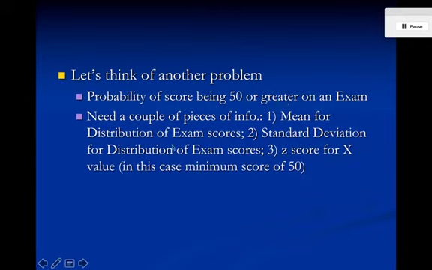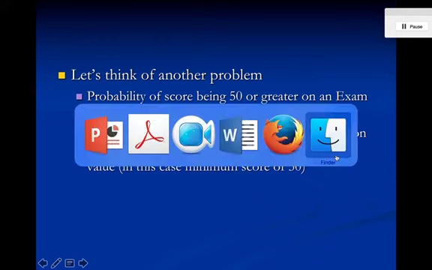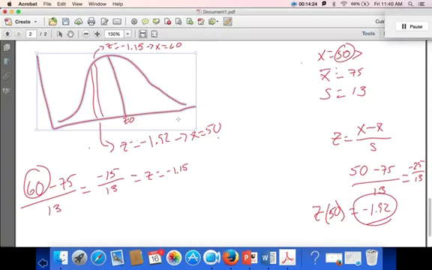So again, I needed to know the mean. I already know that, which is a 75. I know my standard deviation, which was a 13. I've converted my minimum score into a z-score. I've converted another score in our particular case here just to show you that a larger value is getting a z-score that's lower. So in other words, this is where the tricky part begins. So the negative 1.92 is the minimum value for a 50.